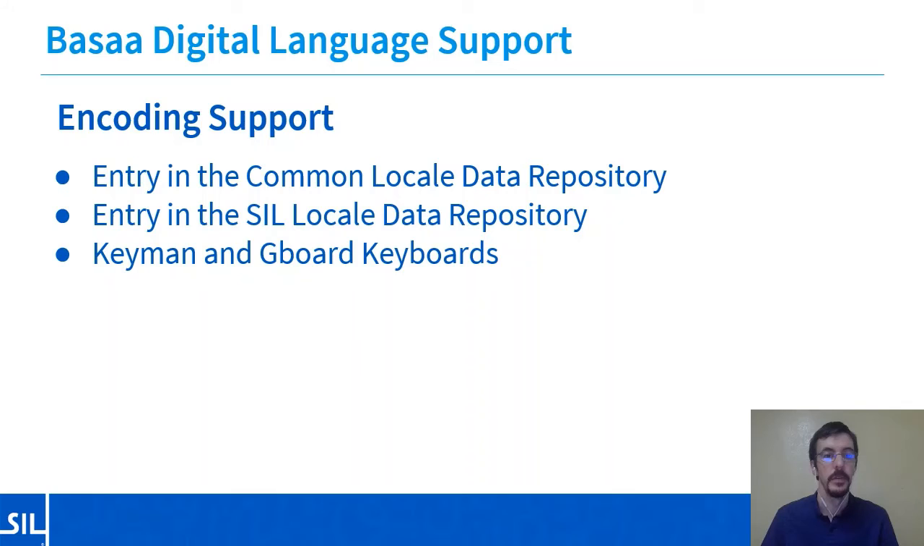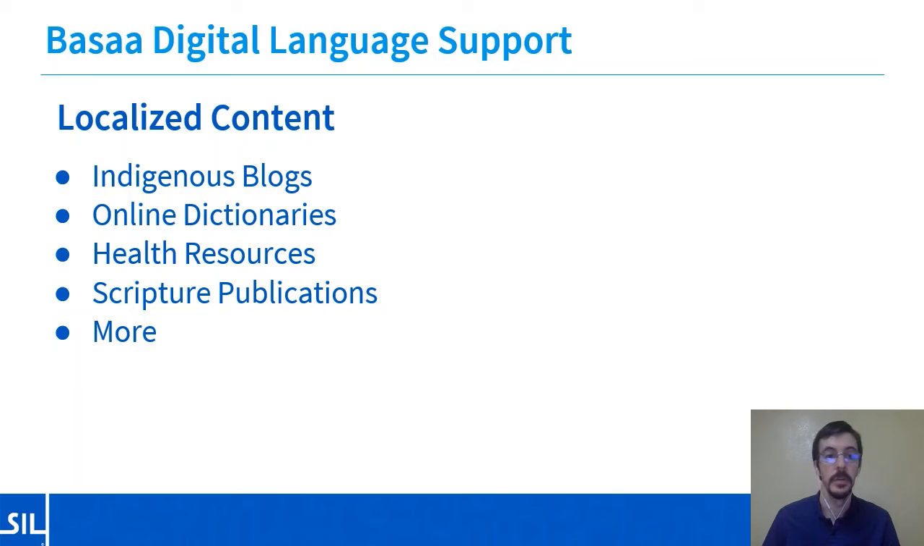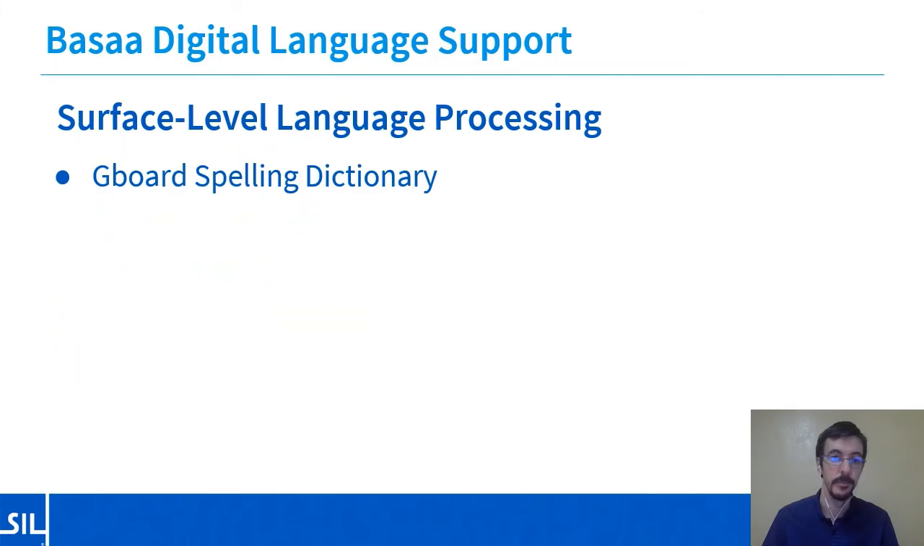So now looking at BASA digital language support. Under Encoding, they have an entry in the Common Locale Data Repository and an entry in the SIL Locale Data Repository, and they have Keyman and Gboard keyboards, so encoding support is covered. When we look at localized content, we can find indigenous blogs, online dictionaries, health resources, scripture publications, and more. Under surface level language processing, we even find the Gboard spelling dictionary.